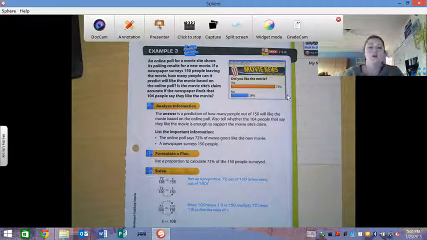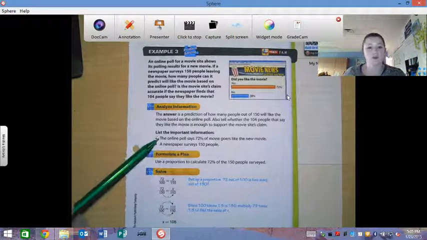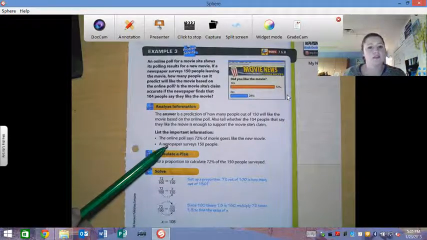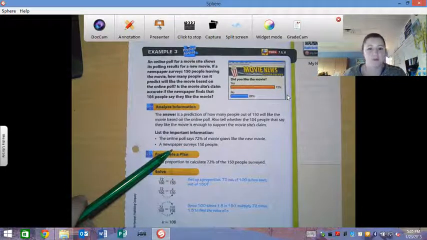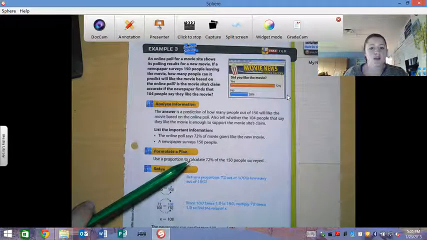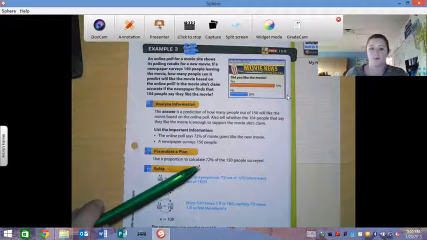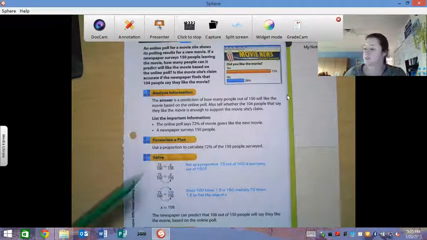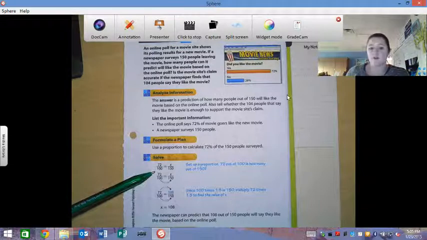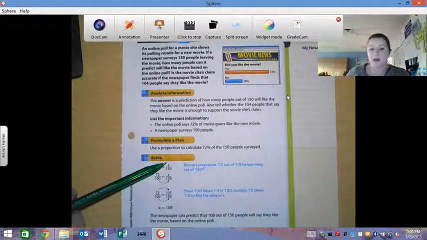So, the answer is a prediction based on how many people out of 150 will like the movie based on this online poll. Also, tell whether 104 people saying they like the movie is enough to support the movie site's claim. So what we need to do is list our important information. The online poll says 72% of moviegoers like the new movie, and the newspaper surveyed 150 people. So we're going to use a proportion to calculate 72% of 150 people. Percent again means out of 100. So if 72 out of every 100 like the movie, how many can we expect out of 150?